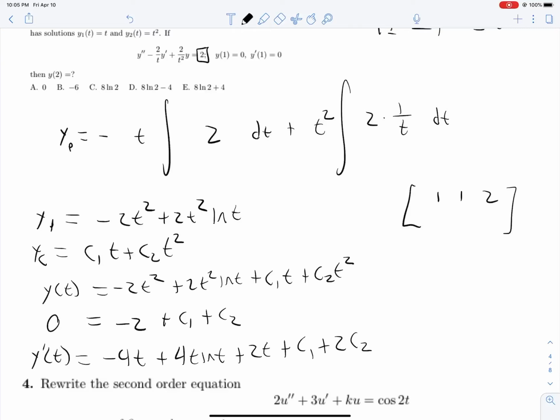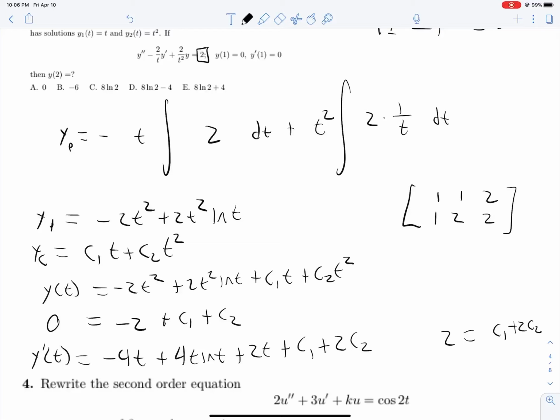There we go. Okay, so continuing on, y prime at 1 is 0, and that will be -4 plus 0 plus 2 plus c1 plus 2c2. Solving this, we will have -2 on this side, so we'll get +2. So we're left with 2 is equal to c1 plus 2c2. So that's 1, 2, 2.